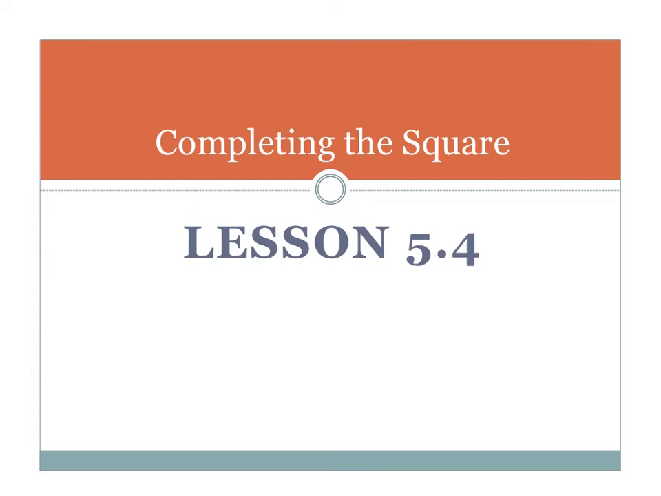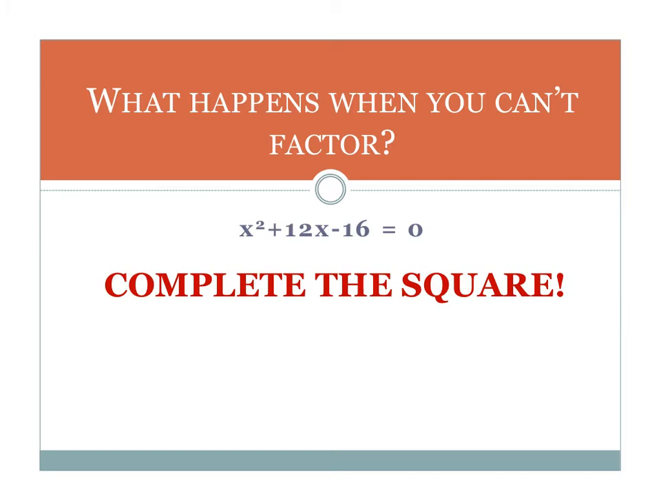In 5.4, we'll learn to complete the square. So what happens when we can't factor? Well, besides crying, what we can do is we can complete the square. Basically, completing the square is going to allow us to set up this equation right here, which can't be factored, to solve using square roots.